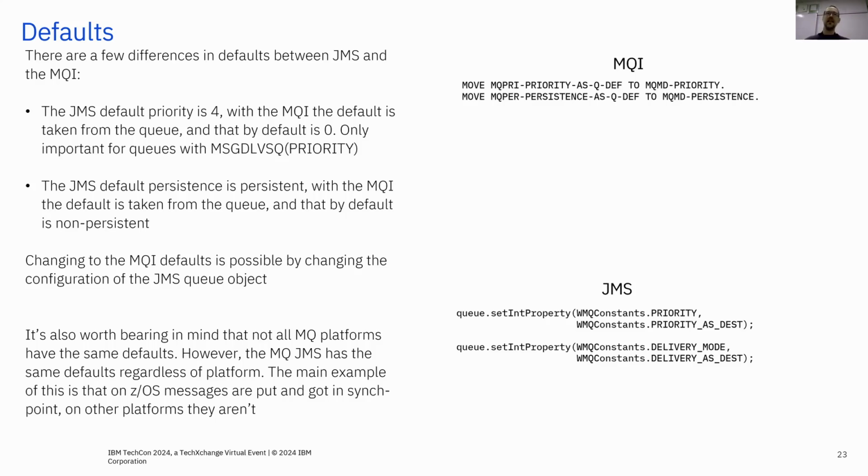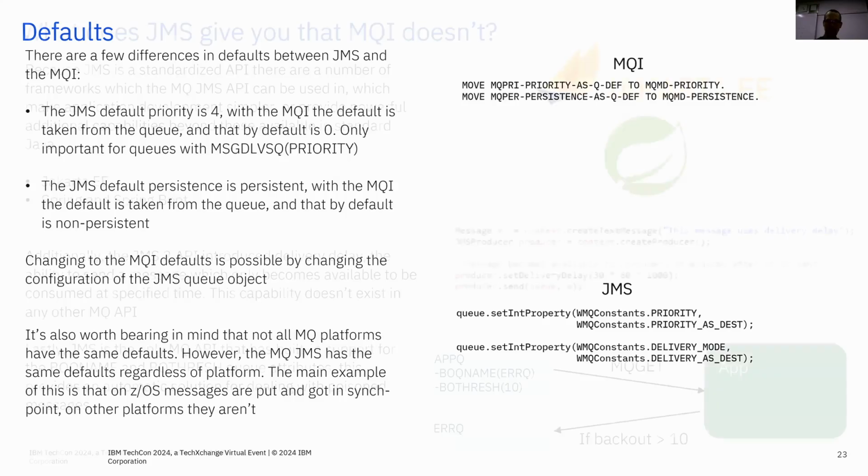And then the last thing is that not every MQ platform has the same default. For example, in MQ on z/OS, messages by default are put and got in sync point. On other platforms, they aren't. What MQ JMS does is it actually has a common abstraction, so it has the same default regardless of platform. And of course, with MQ JMS, you tell it up front whether you want a transaction or not. But by default, there isn't a transaction with JMS regardless of platform. So again, a little nuance to watch.